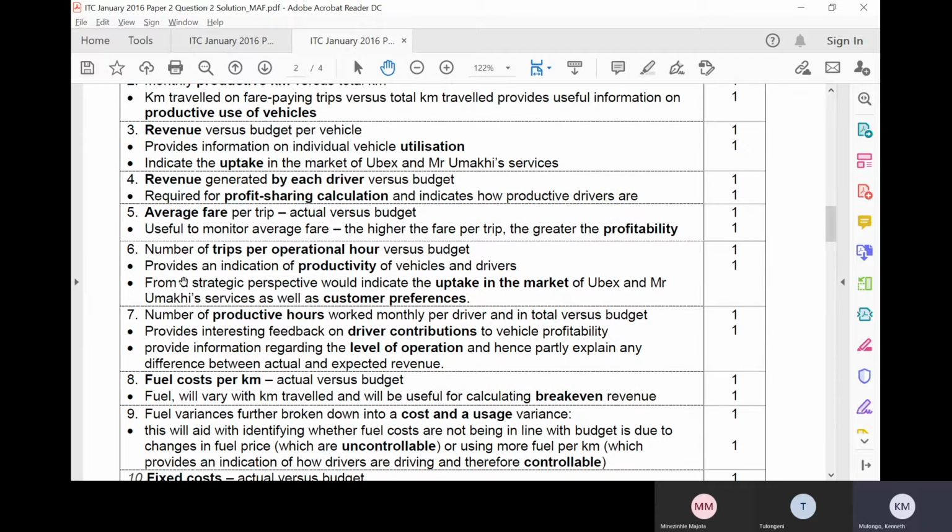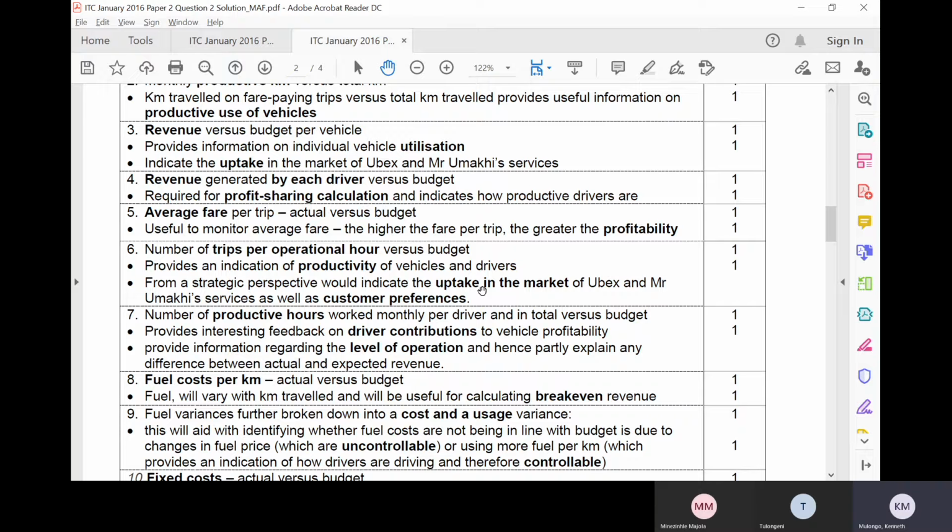So in this case, like they explained, it provides an indication of productivity of the vehicle's drivers. From a strategic perspective, it would indicate the uptake in the market of Uber's and Mr. Marquee's service, as well as the customers' preferences. For example, this would be very useful to show that between 7 o'clock in the morning and 9:30, that's when we're really, really busy, right? And then you ask yourself, okay, that's probably because that's when people are going to work, people are going to school.